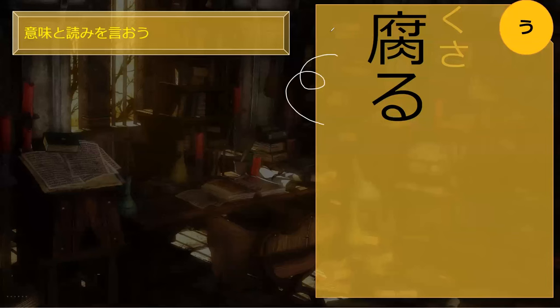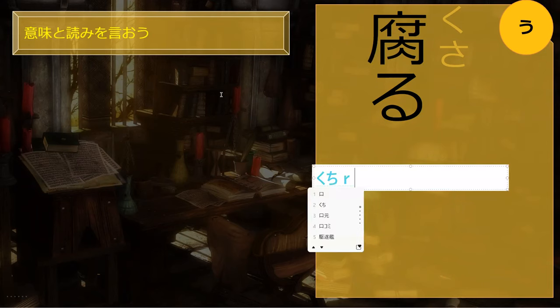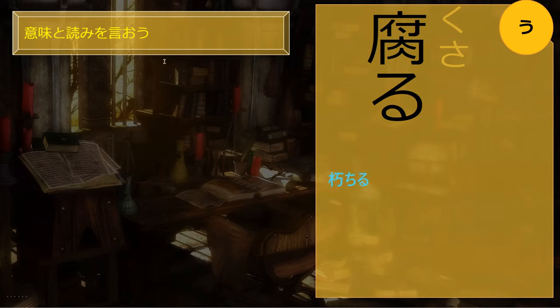Oh, sorry, this is the first time you've seen it. This is another rotten word. So many rotten words in Japanese. Kusaru, kuchiru, all those words. This one is more like rotten like meat, since the niku kanji is there, versus rotten like wood, which is the kuchiru right here, which has the tree kanji. But they're both just rotten.